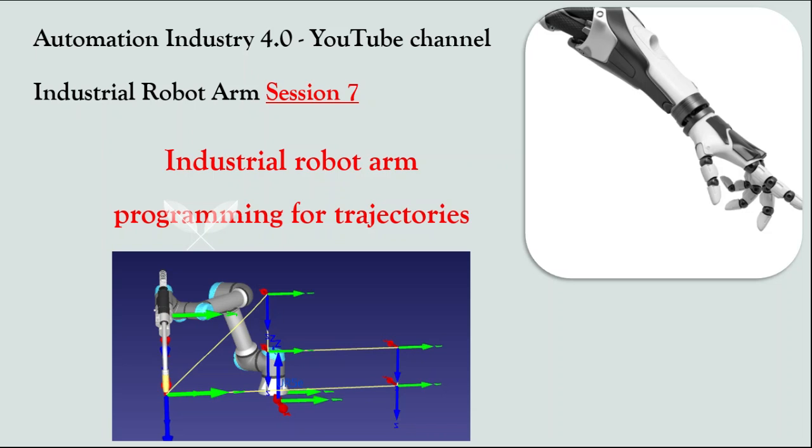We are in session 7 for industrial robot arm programming. In this session, we want to write a code inside of the RoboDK for trajectory tracking. We want to teach the robot to have a trajectory tracking. So let's follow us and learn about this code.